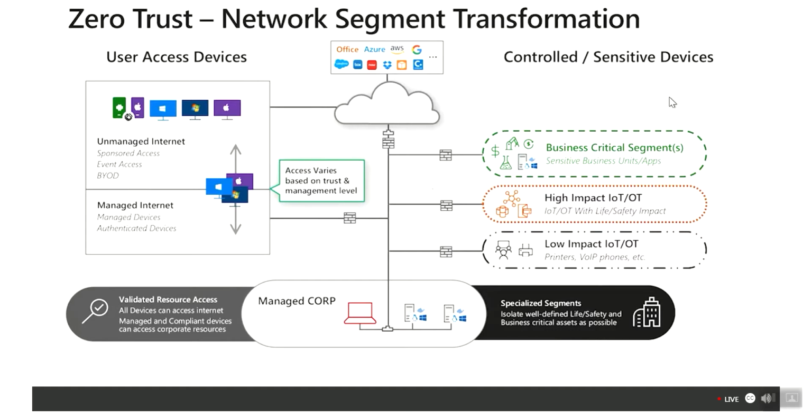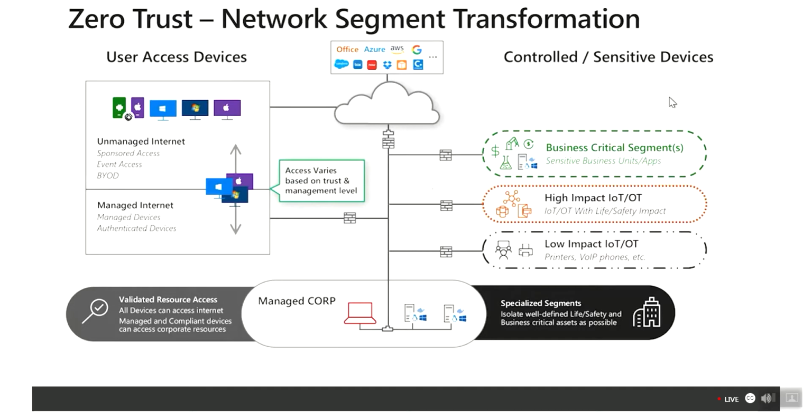So in this case, typically we would split the network into segments. At least three categories: first, business critical, which is information that is highly sensitive. Second, maybe some sort of IoT, with high impact IoT and low impact IoT. So at least have those three different segments.